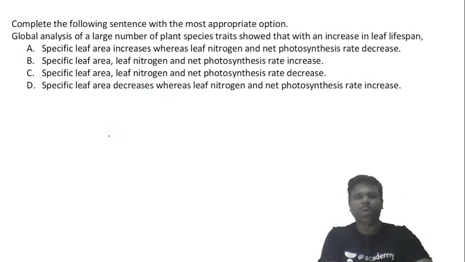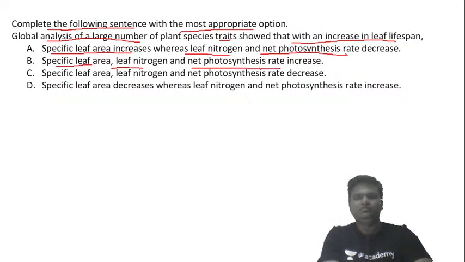Let's move to the next question. Complete the following sentence with the most appropriate option. Global analysis of a large number of plant species traits showed that with an increase in the leaf lifespan, option A says specific leaf area increases whereas leaf nitrogen and net photosynthetic rate decrease. Option B says specific leaf area, leaf nitrogen and net photosynthetic rate increase. Option C says specific leaf area, leaf nitrogen and net photosynthetic rate decrease. Option D says specific leaf area decreases whereas leaf nitrogen and net photosynthetic rate increase.